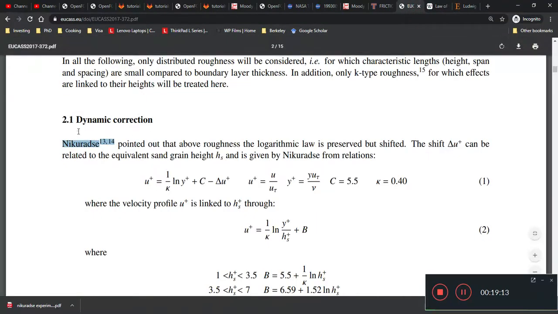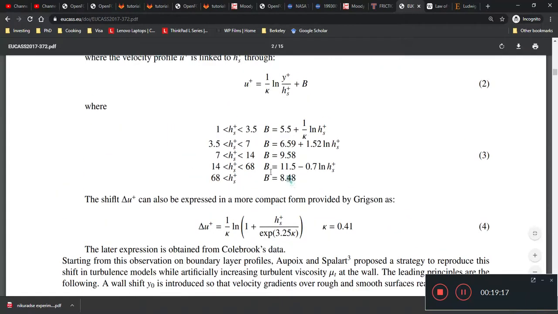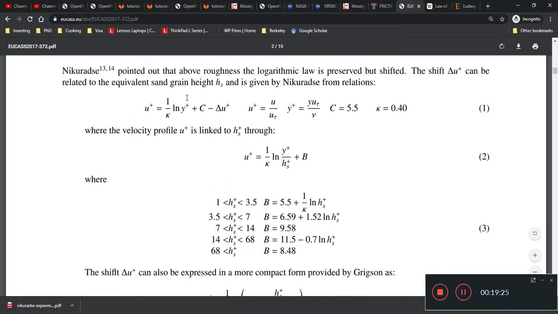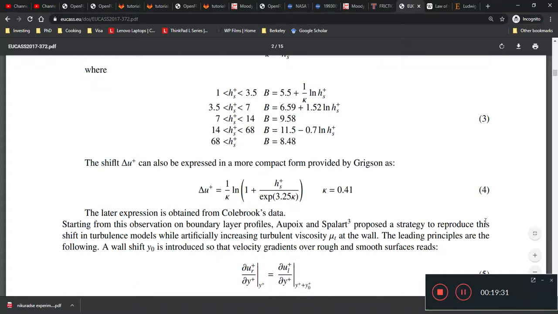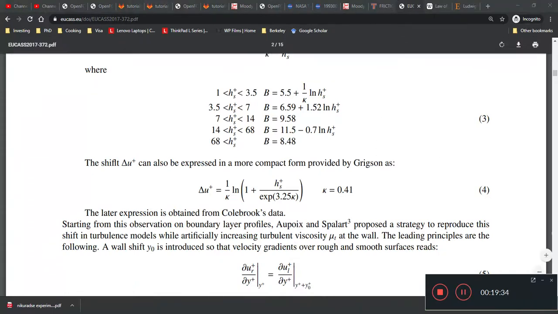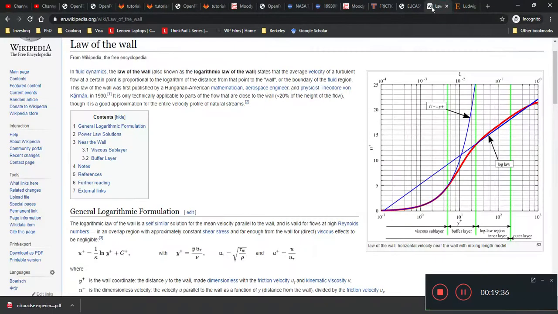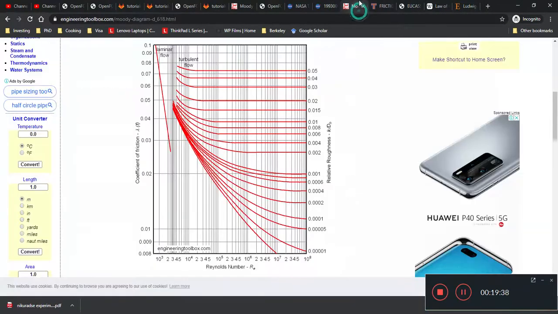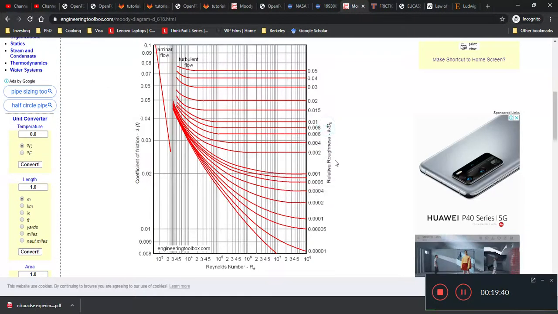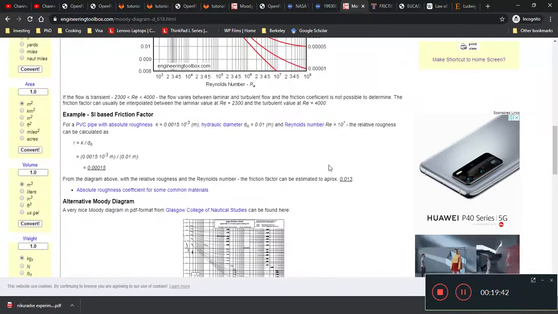If you look at Nikuradse's paper, we can find where all these things came from. They came from his own experiments. And of course, the most important thing is that we want to see whether this sand grain height, hs, is the same as the roughness that we see in this Moody chart. We have this relative roughness in the Moody chart.